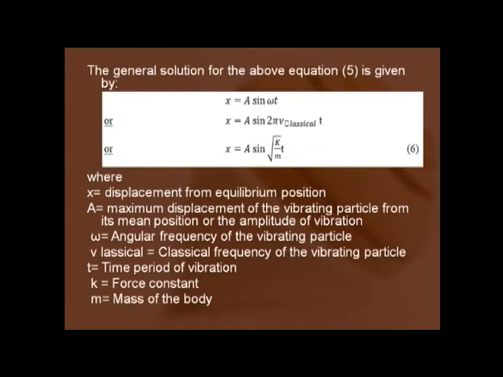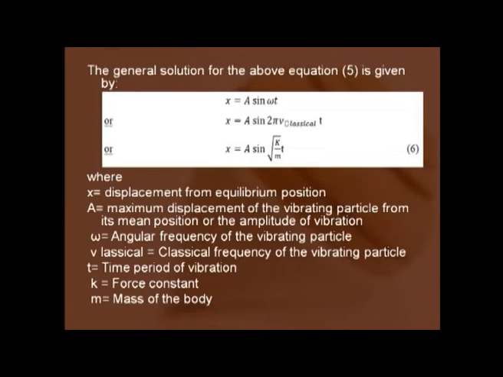The general solution for the above equation 5 is given by x is equal to a sine omega t, where x is the displacement from the equilibrium position, a is the maximum displacement of the vibrating particle from its mean position or the amplitude of vibration, and omega is the angular frequency of the vibrating particle. This can be further written as x is equal to a sine 2 pi nu classical times t, where nu classical is the classical frequency of the vibrating particle and t is the time period of vibration. This can be further written as x is equal to a sine under root k by m times t, where m is the mass of the body. Let this equation be our equation number 6.